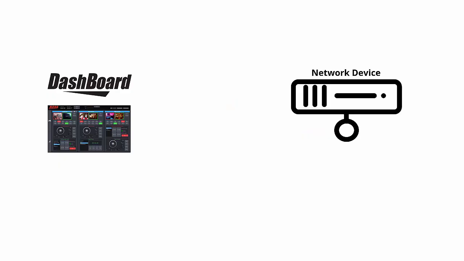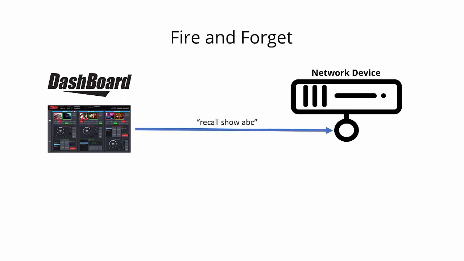When we're talking about TCP, there's three primary ways that DashBoard can communicate with a network device. The first way is what we call fire and forget. So DashBoard needs to send a message to a network device to do something, so it'll send the message over TCP, something like recall show ABC. Once we've sent the message, we pretty much forget about it. We don't expect a response from the network device. We just assume that it's going to do what we asked. If the device is properly configured, it will do what we asked, and we don't need that two-way communication.